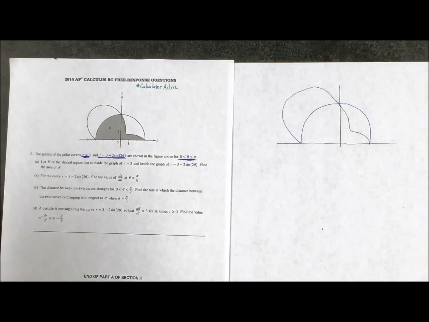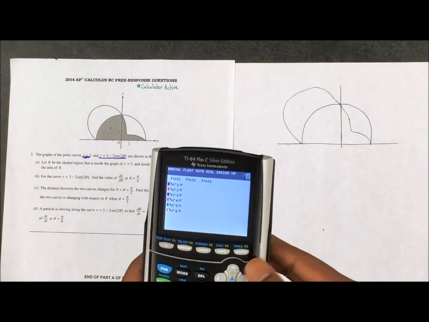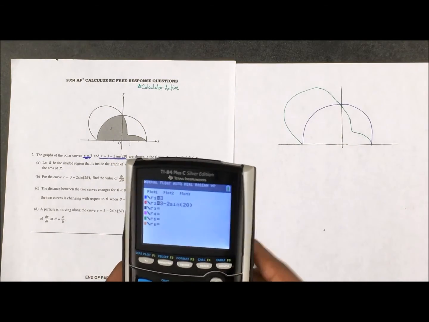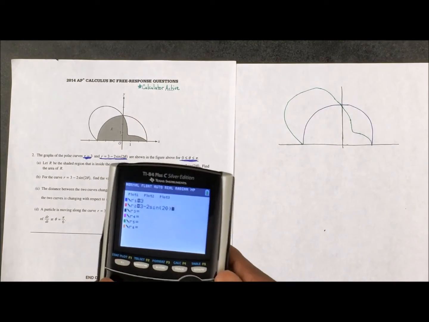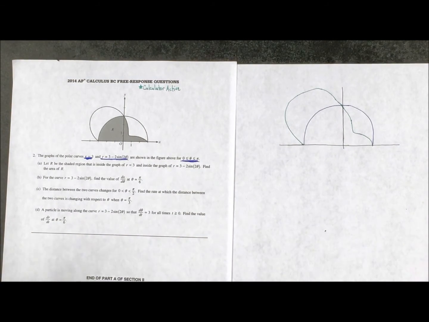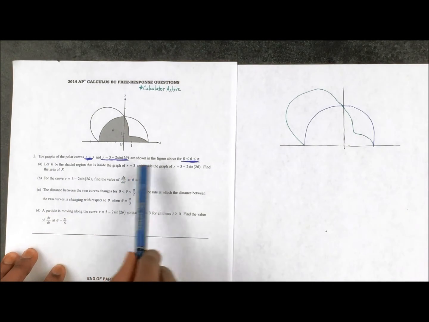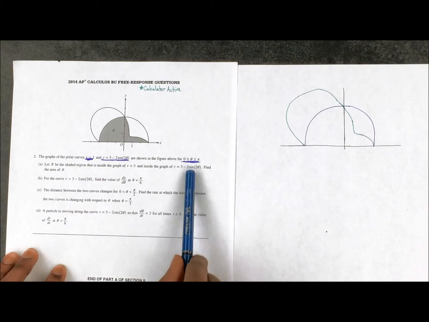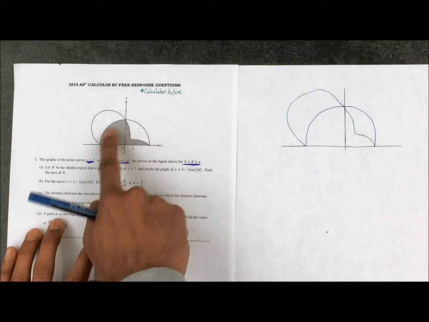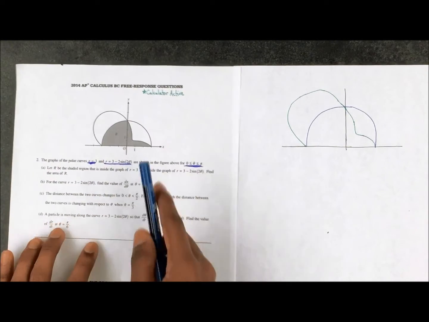So that's important. Let's go ahead and input these two curves into our r1 and r2 so we can use functions in our calculator without having to write down the whole equation in there. So 3 and 3 minus 2 sine theta. Alright, good. Let's see what A is asking for us to do. A is asking, let R be the shaded region that is inside the graph of r equals 3 and inside the graph of r equals 3 minus 2 sine 2 theta. Find the area of R. So it's asking us for this area right here that's shaded in gray. So it's inside the graphs of both curves.